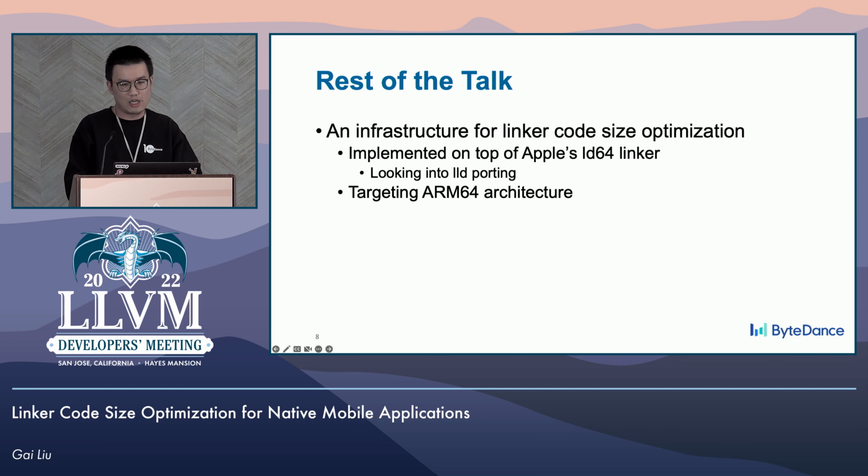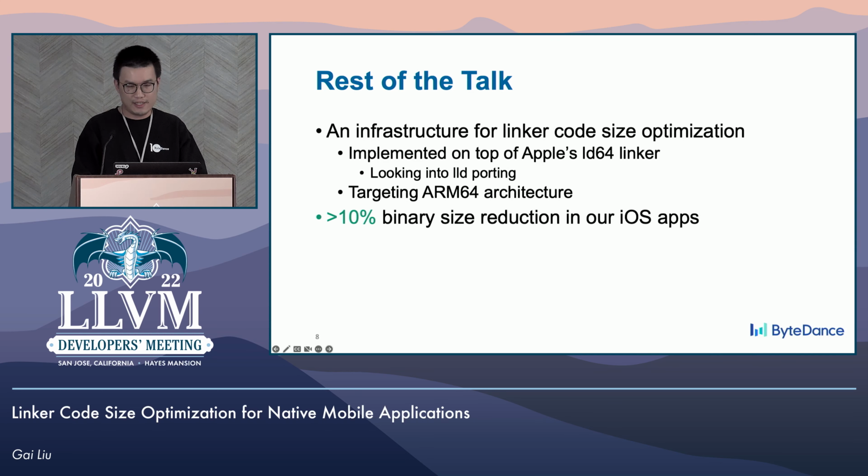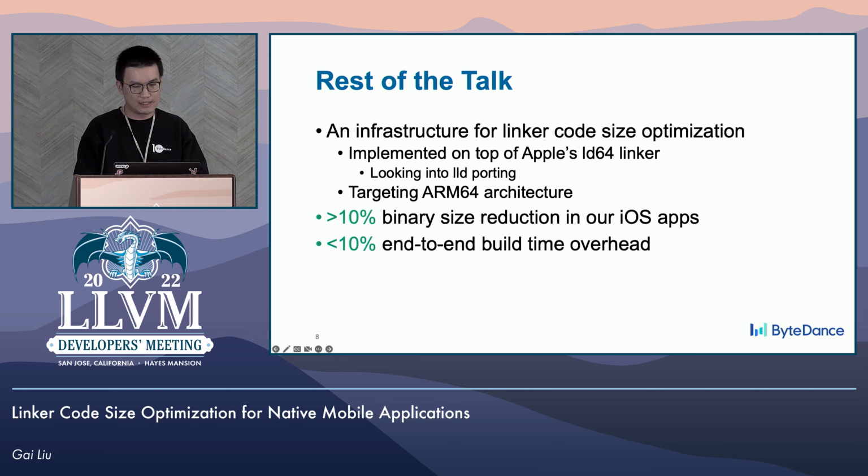In the rest of the talk, I'm going to introduce an infrastructure for code size optimization in the linker. It's currently implemented on top of Apple's LD64 linker, and we are looking into porting it to LLD. Our techniques are generic and do not rely on specific linker features, so we don't anticipate any significant difficulties porting the passes across linkers. Currently we target the ARM64 architecture because it's the dominant architecture for recent mobile applications. We will show that our techniques achieved more than 10% reduction in binary size, and the build time overhead is less than 10%.